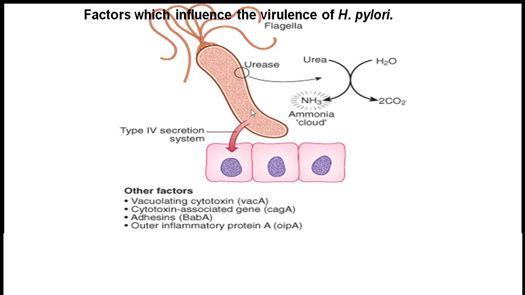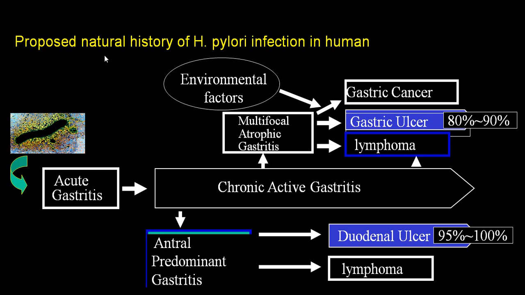Indirectly, because of all those factors, there are other factors called VacA and CagA. VacA is vacuolating cytotoxin, CagA is cytotoxin associated gene, then adhesins, and inflammatory protein A, etc. These are all the factors which will help this bacteria to produce damage to the mucosa, and that will aggravate the pathophysiology.